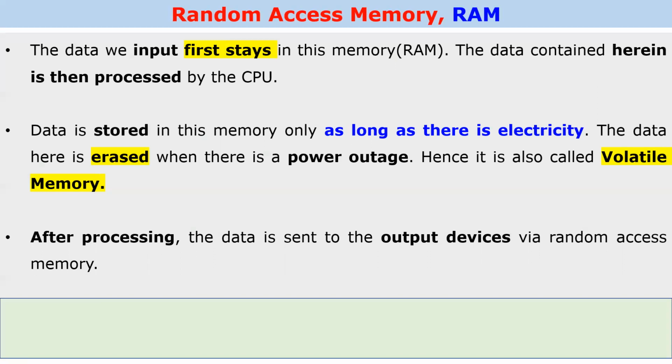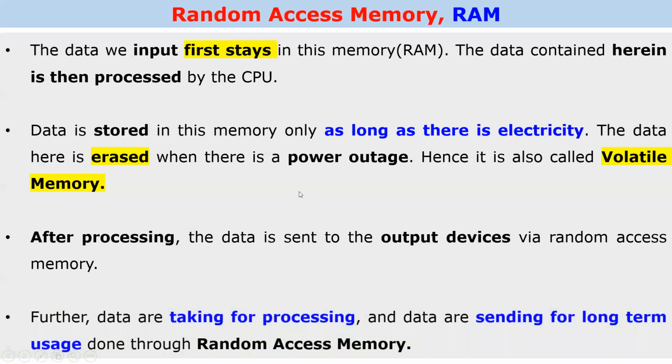That's the third point. Then the next point says that at last, data taken for further processing and sent for long-term usage is done through random access memory. Suppose you want to save this data for a long time. Right? Sending this data for long-term purposes is also done through the random access memory.